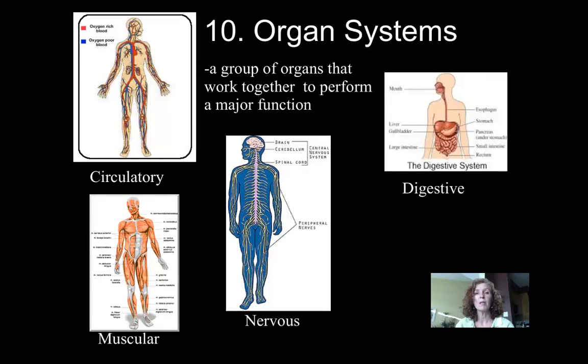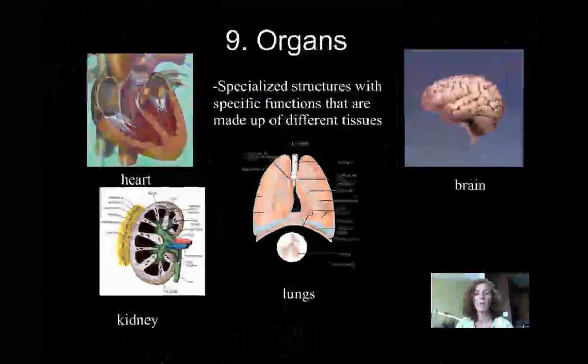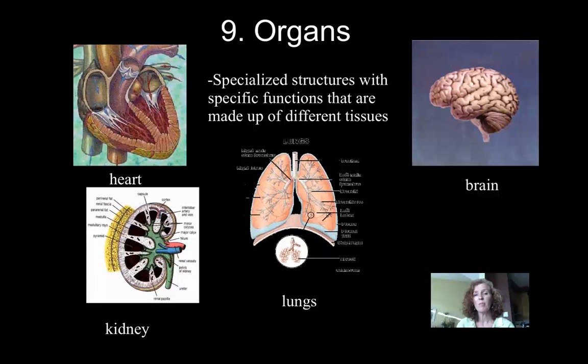Now, if we were to take just one piece of an organ system, then we would be at the level of the organ, which is defined as a specialized structure that has specific functions, and they are made up of different tissues, which will be the next thing we look at. So you can see that when we look at the heart there, it's not all one kind of cell. It's different groups of cells, different tissues that make up one structure that does one thing. So like the heart pumps our blood, right? The kidney filters the waste out of our blood. The lungs allow us to do gas exchange, oxygen and carbon dioxide, right?